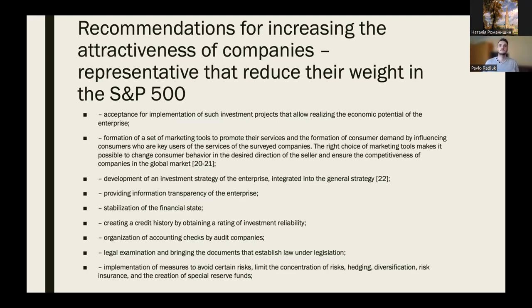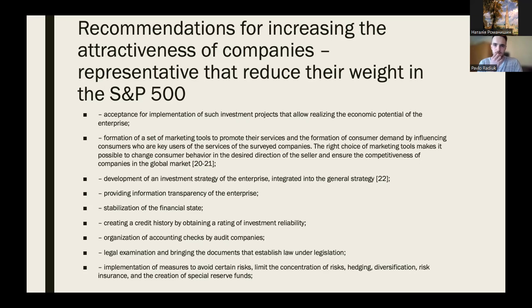Here you have the main list of recommendations, because these companies also develop and become more attractive, or at least remain at the same level. So it is necessary to make comprehensive changes within each company. For this reason, we decided to develop this recommendation for increasing the attractiveness of companies that reduce their weight in the S&P 500. One more thing is the implementation of measures to avoid certain risks, for example, limiting the concentration of risk, some risk insurance, and the creation of special reserve funds and so on.